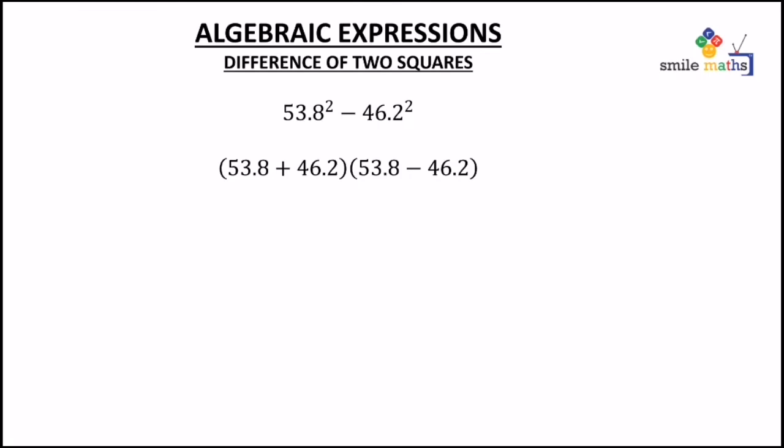And the first binomial, which is 53.8 plus 46.2, is going to give us 100. Then when we do the subtraction, we are getting 7.6. Now multiplying 100 by 7.6 is easy. That is moving the point 2 times to the right, and that gives us 760.